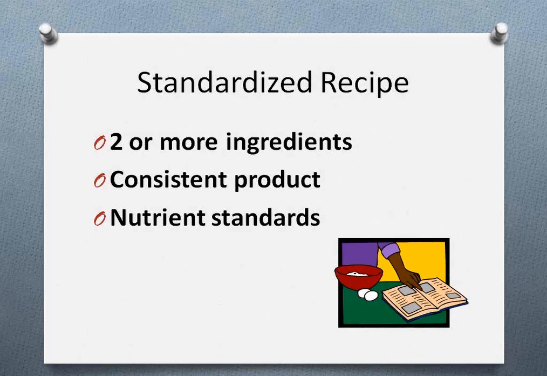Cost control is another area that is helped by standardized recipes. It helps you to determine how much you have on hand and how much you will need. By keeping the recipes available, you can calculate out when ordering.